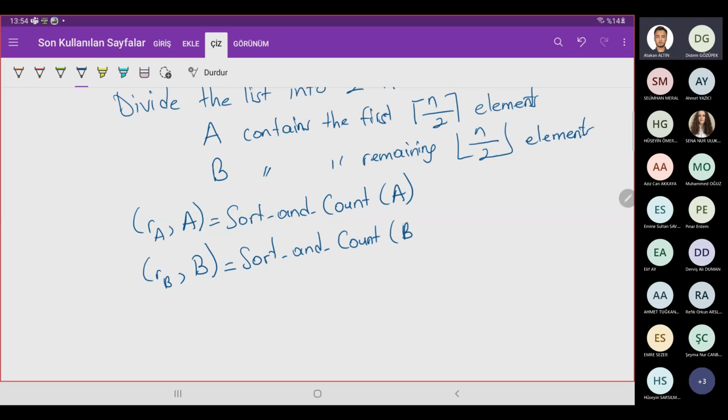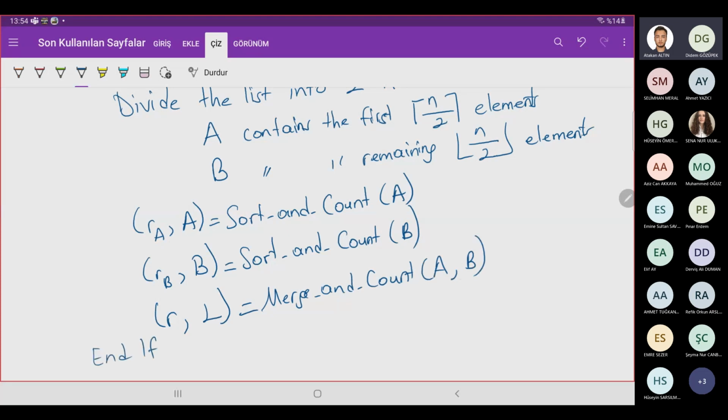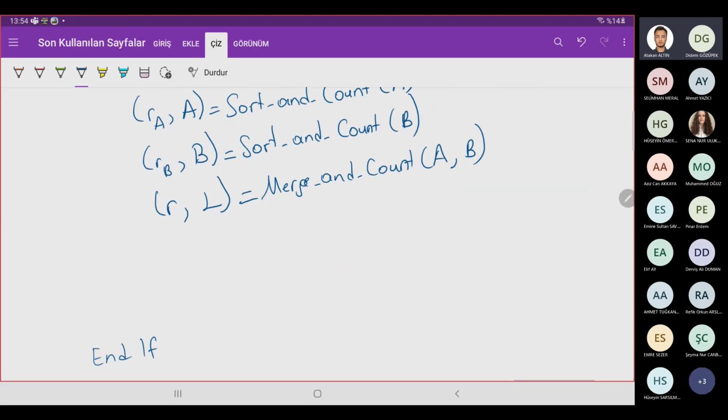Okay, so we sort and count the two halves, recursively, let's say, not simultaneously, recursively. And then we merge and count them. Okay, (R, L), we merge and count, and we already know how to do merge and count from the previous lesson. Okay, merge and count A, B. So then we return.